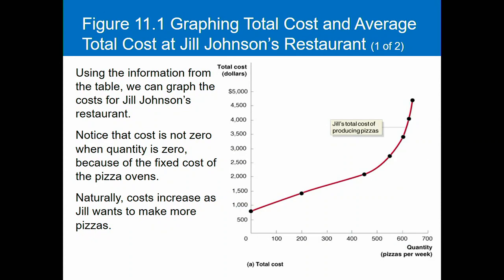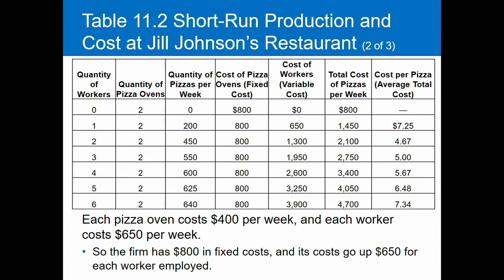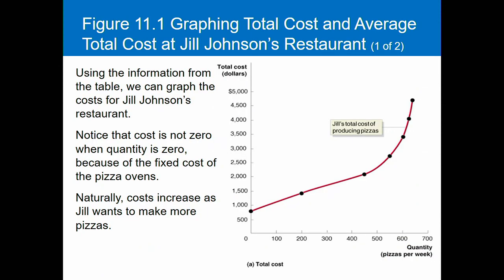All right. So we can graph the costs for Jill's Restaurants just using that information from the previous graph. So remember our fixed cost here, our total cost of pizza per week because of the fixed cost is $800. So even if she produces 0 pizzas per week, she still has this cost up here of $800. So the cost curve isn't going to start at 0. It's going to start at whatever that fixed cost is.